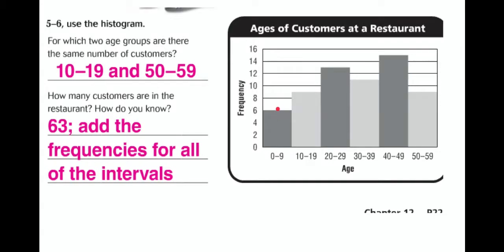So with your calculator or on your paper, you could take 6 plus 9 plus right here, that's 13, plus this is an 11, plus 15, and right here this is another plus 9. If you add all those together, you should get 63, and that's how we got our answer. You add all the frequencies. So that's how you can always figure out your total.